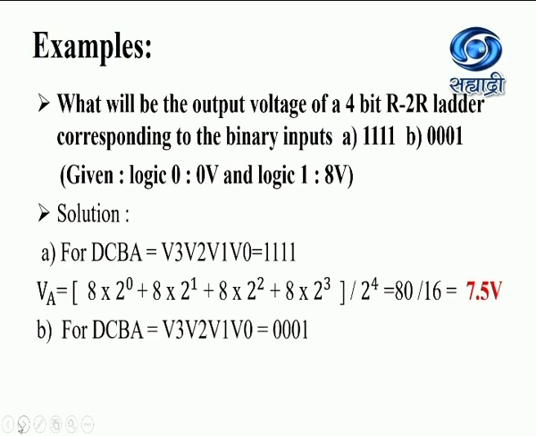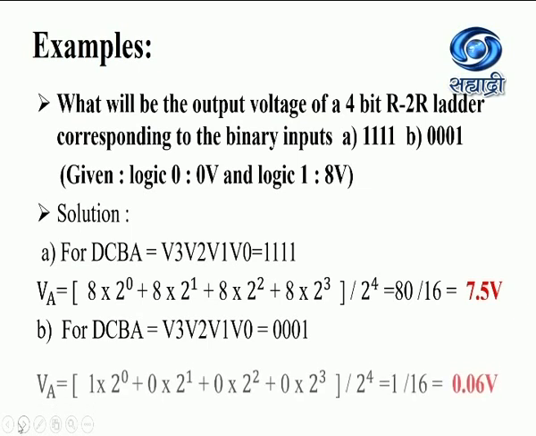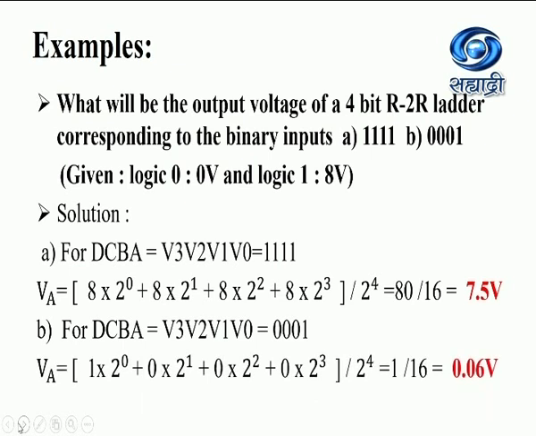For the second condition, for DCBA, V3, V2, V1, V0 is 0 0 0 1. So here only V0 is at logic 1, rest of the voltages are at logic 0. That's why we will get 1 into 2 raised to 0 as the analog voltage. That's why 1 divided by 16 and the answer is 0.06 volt.